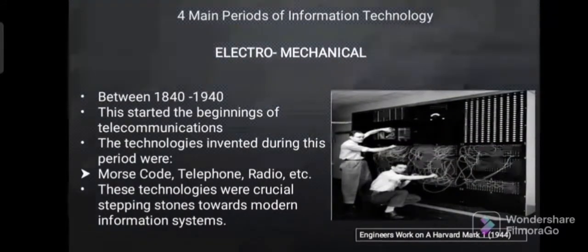Next is electromechanical, between 1840 and 1940 AD. This started the beginnings of telecommunication. The technologies invented during this period were Morse code, telephone, radio, etc. These technologies were a crucial stepping stone towards the modern information system.